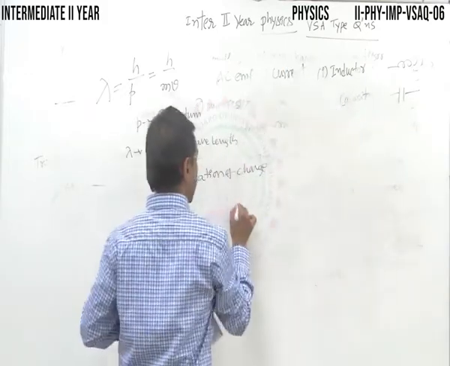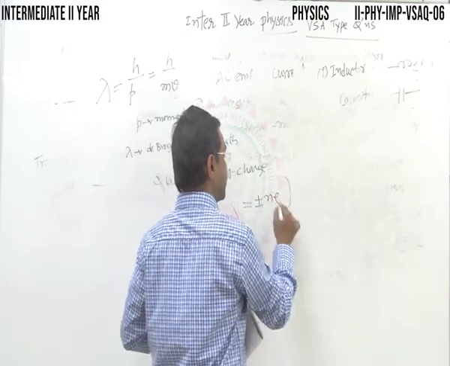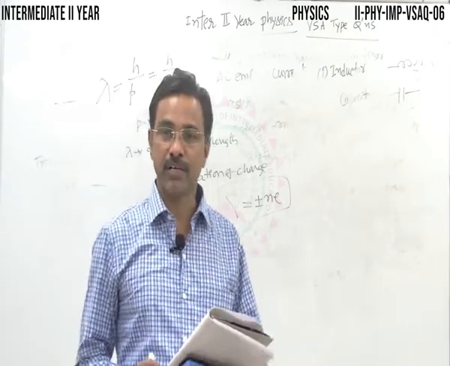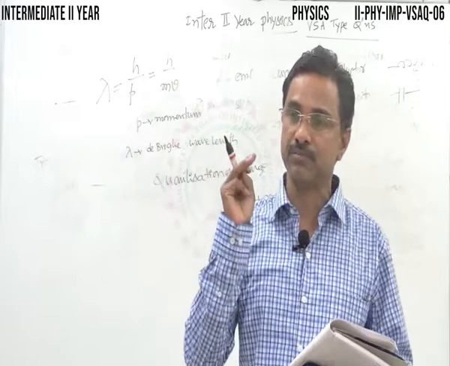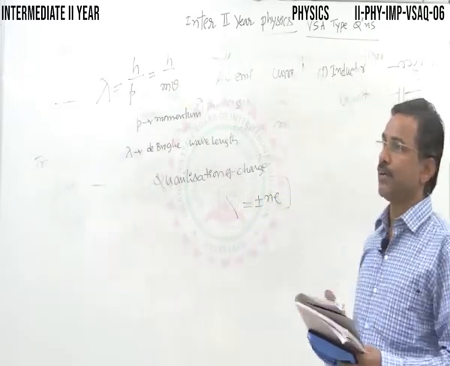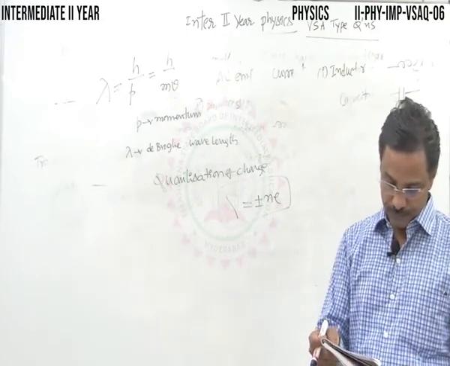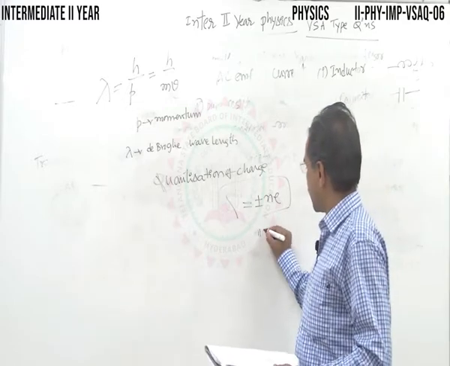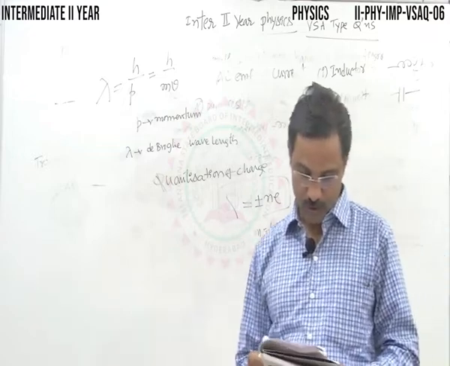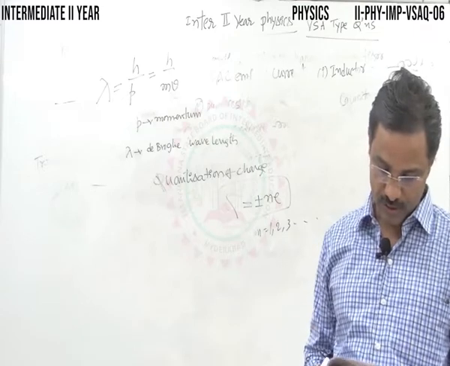Charge is quantized. Q is equal to plus or minus Ne, where N is an integer and e is the charge of an electron. The Millikan experiment established the fact that the charge exists as an integral multiple of the charge of an electron. The basic charge is the charge of an electron. Here N is an integer, N takes values like 1, 2, 3, and so on. This is about Millikan's oil drop experiment, photosensitivity, that's it.